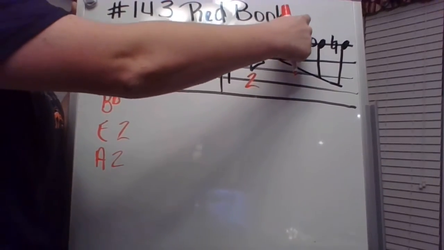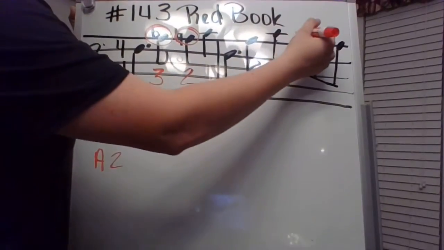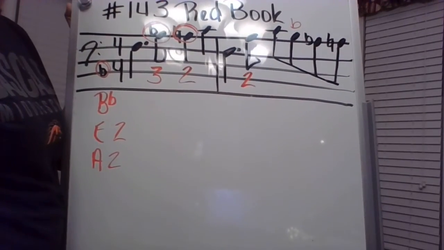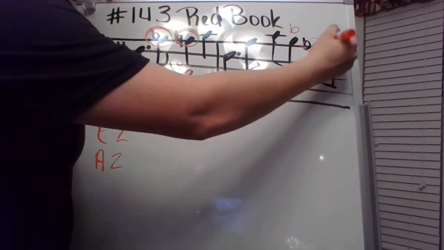Going up here, C, B, B flat. We know this is B flat, right? Because the key signature tells us. Then right here, oh, here we go.